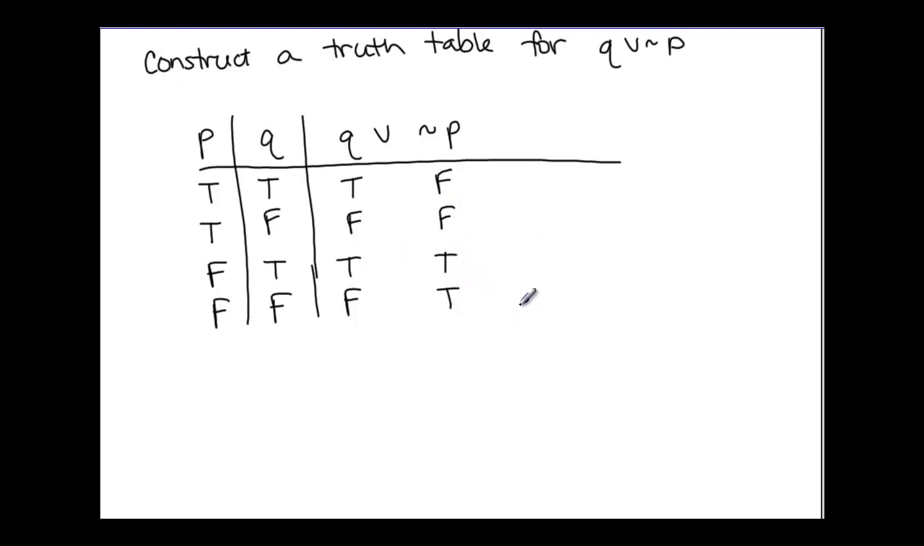A disjunction will be false only when P and Q are both false, or the first and second statement are both false. So that only appears here. This case would be false, but in every other case it would be true. So that would end up being your answer column.